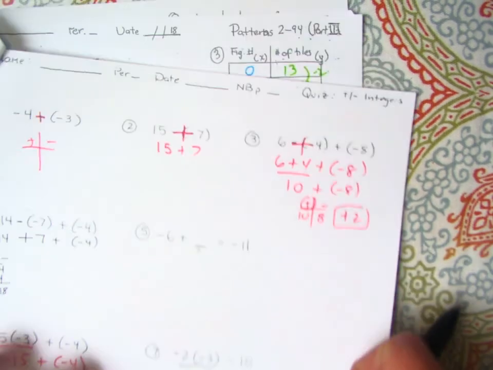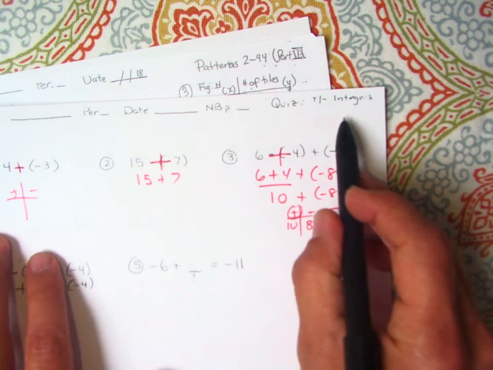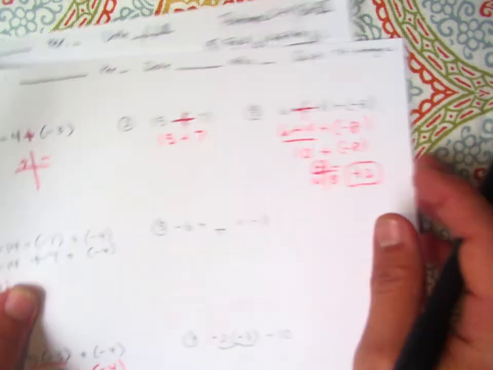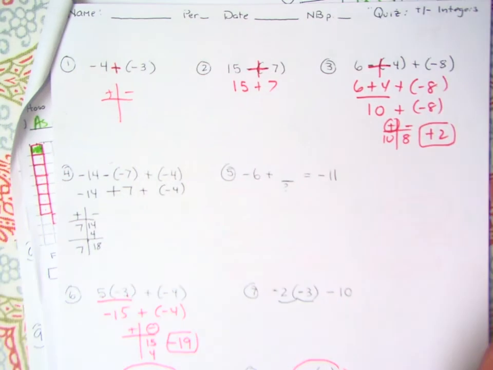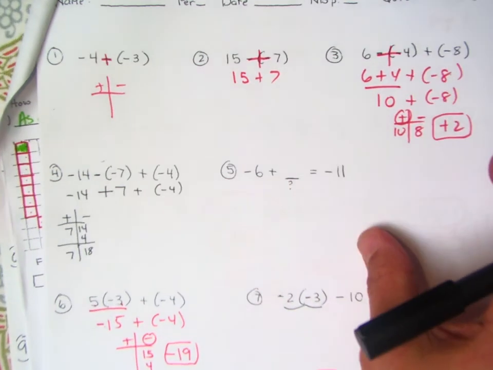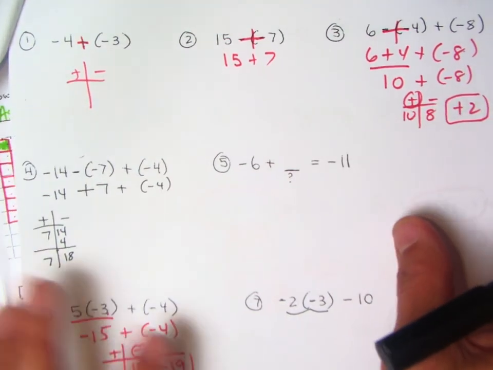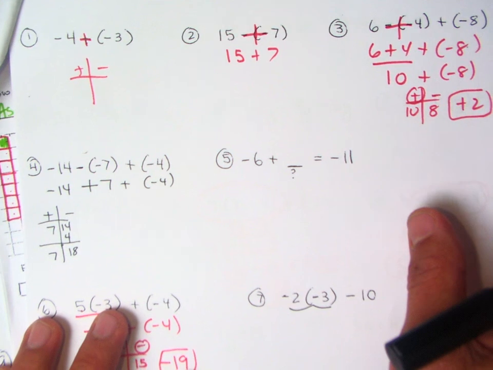All right, and then the next page, this assignment is called Quiz Plus Negative Integers, and it's going to be assigned on your student portal. So please turn them in because I'm going to start inputting grades.